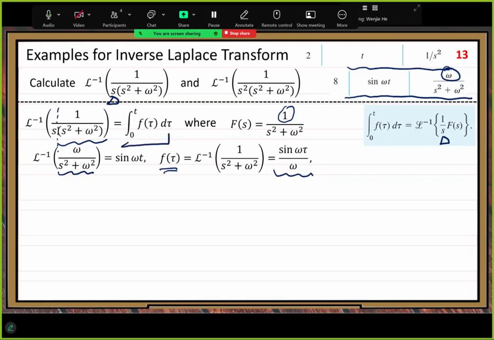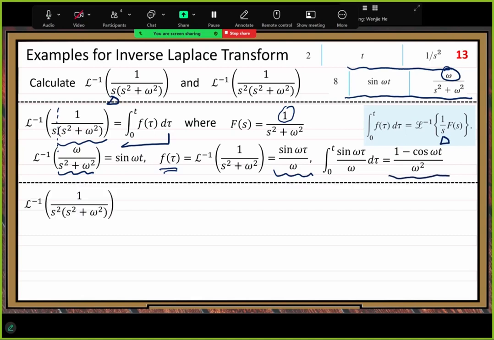Because based on our formula, in order to find the Laplace transform, you need to calculate this integral. This integral is easy to calculate. So you can find that integral, and then you'll find the first inverse Laplace transform. Then the second: can you use the result of the first formula to calculate the second? Because you divide it by another s, right?